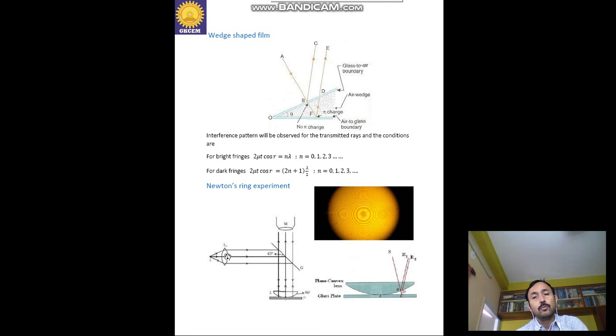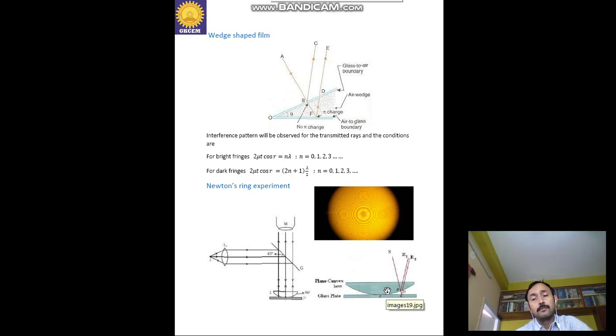It is made to pass through a convex lens, and this light is made parallel and made to fall on the transparent glass plate. Some part of the light will be reflected, and after the reflection it will come back to the microscope, and depending upon the path difference we will get the interference fringes, and these fringes will be circular. Why circular?